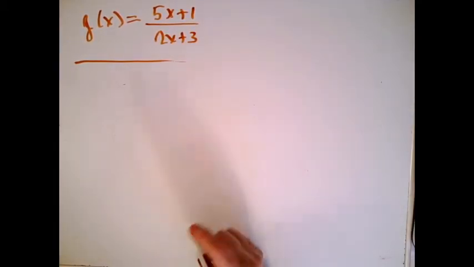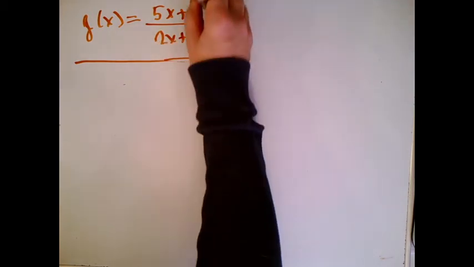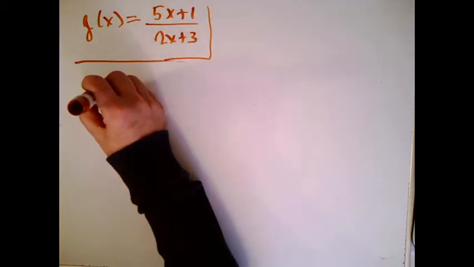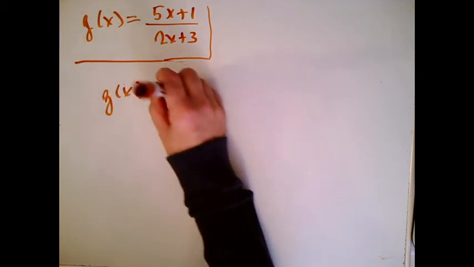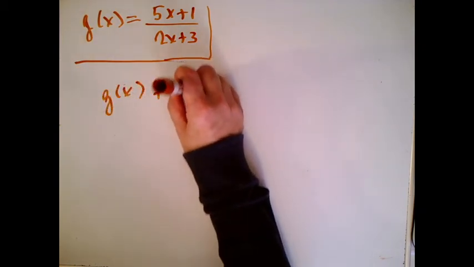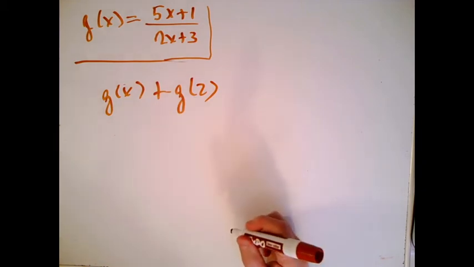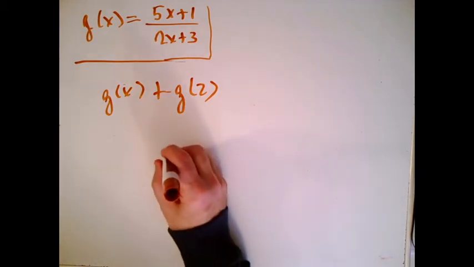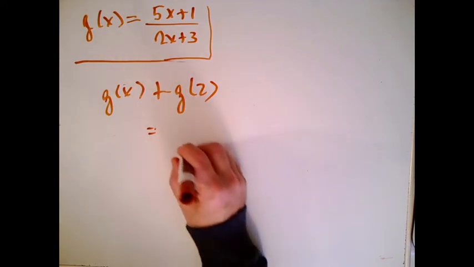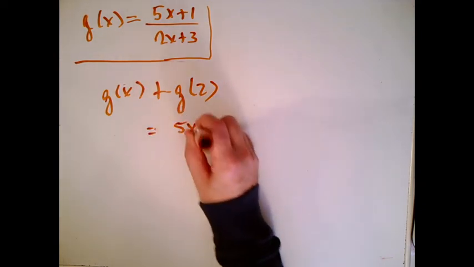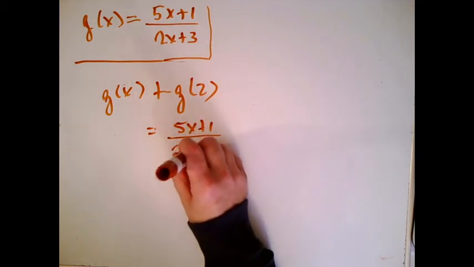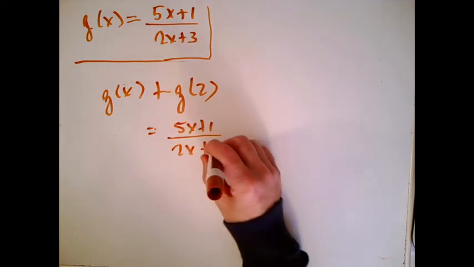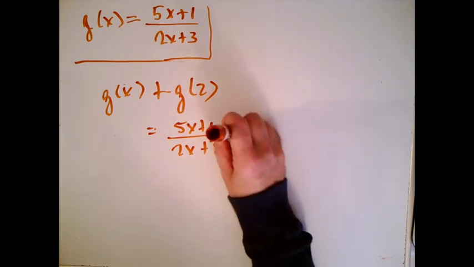Finally, the last thing we're going to have to be able to do is evaluate expressions that look like g of x plus g of 2. And you're going to see, by the way, that this gives a very different answer than the one we just got. What does this ask us to do? It says, write down g of x, so we'll do that. That's 5x plus 1 over 2x plus 3 plus g of 2.